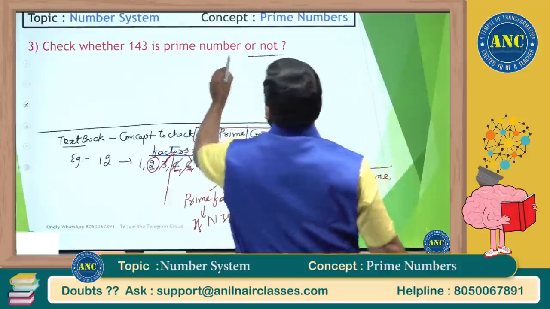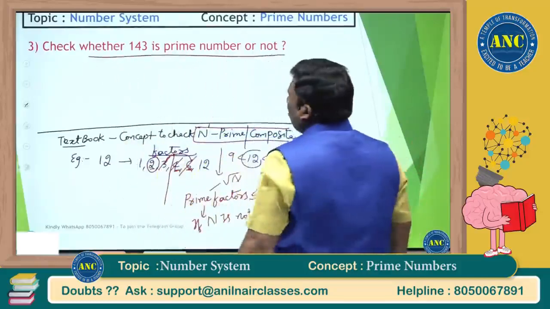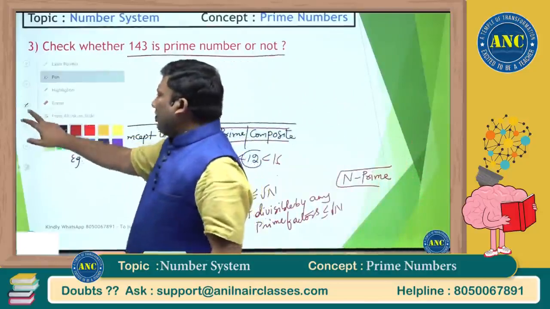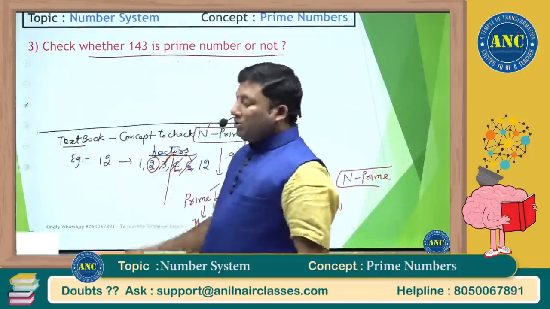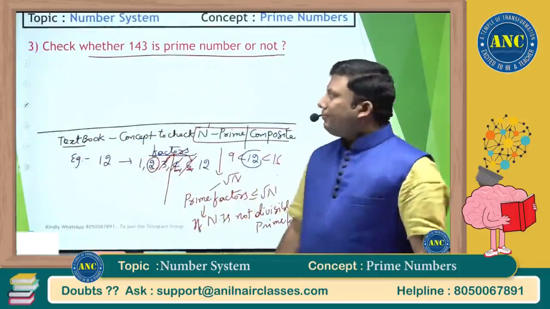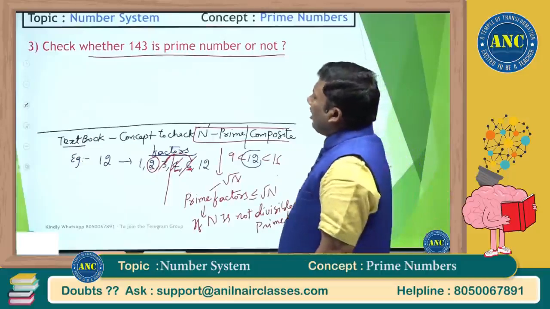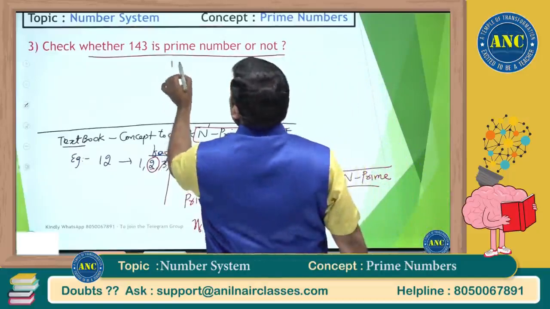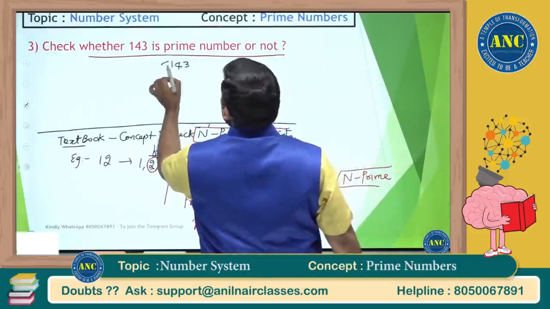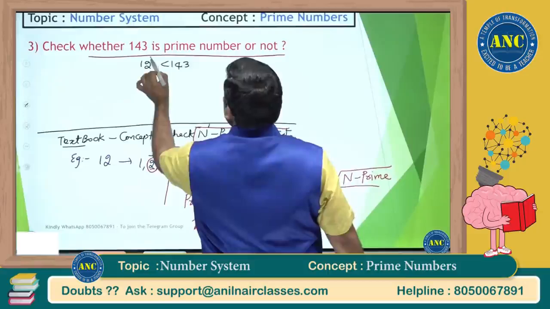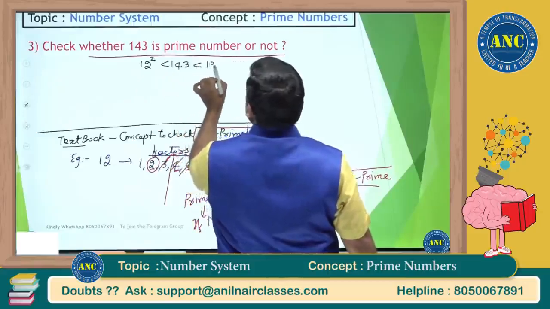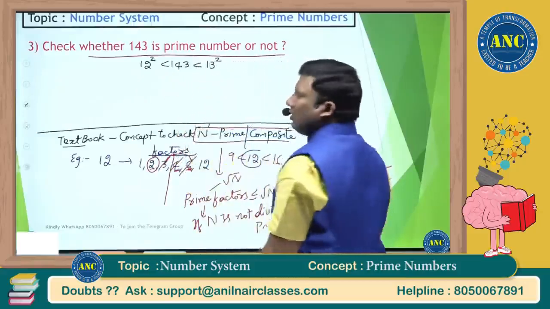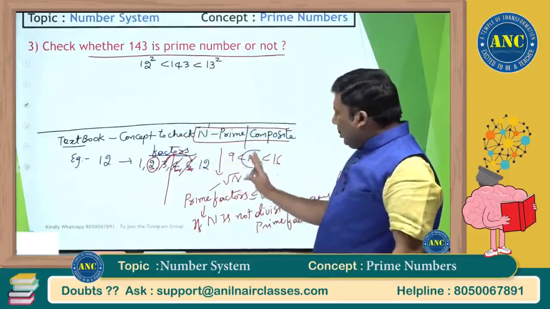Now see this example. How to check whether the number 143 is prime or composite? This is a textbook definition. How to check whether a number is a prime number or a composite number? Now see here. 143 lies between which two squares? 12 square and 13 square. First take it, n.